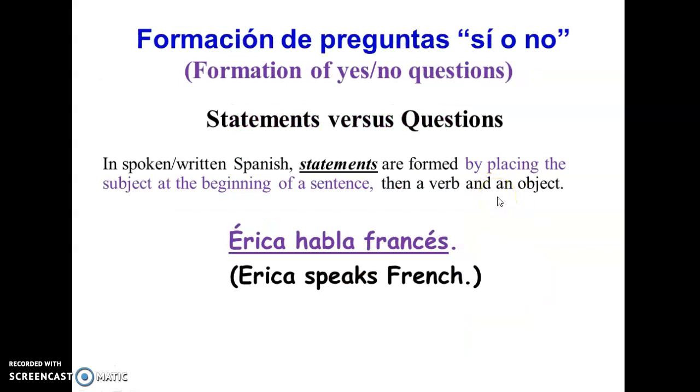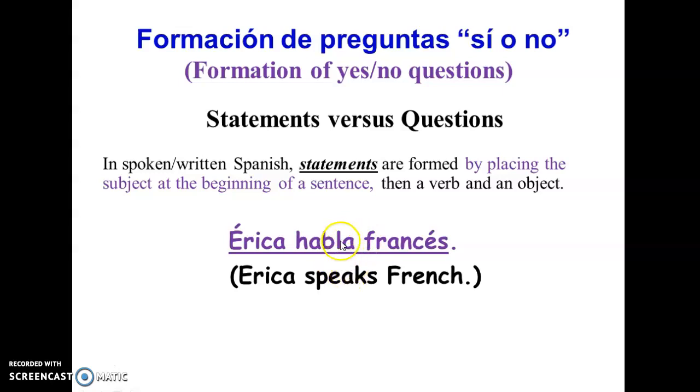So, the formation of questions. Okay, yes or no questions. There's a difference between a statement and a question. In spoken and written Spanish, statements are formed by placing the subject at the beginning of a sentence, then a verb and an object. This is a basic statement. But also, in Spanish, we can use the same order, and just by putting question marks at the beginning and at the end, we can make a question.